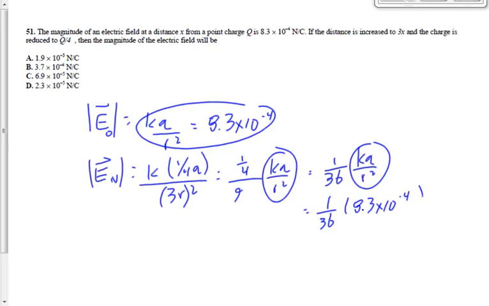I don't remember what the answer is, but it's going to have to be either C or D, right? Because you're not going to take 1/36 of that and get 10 to the minus 3 or 10 to the minus 4. Which one is it? D?